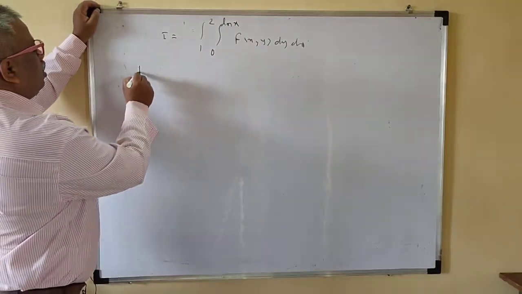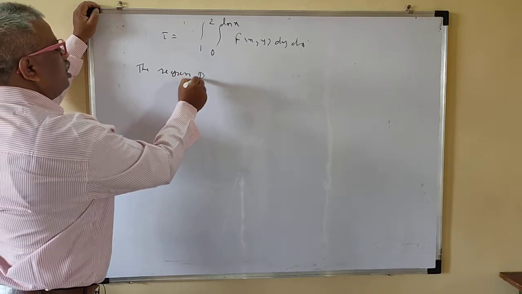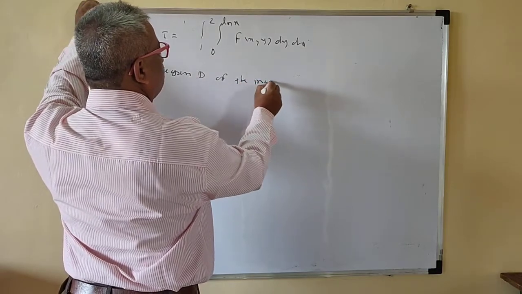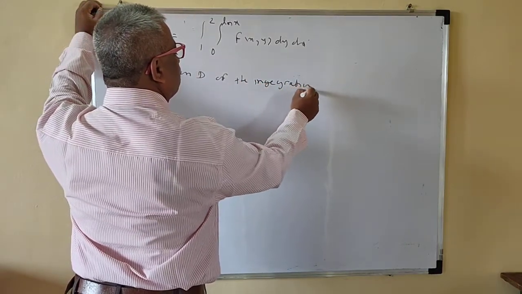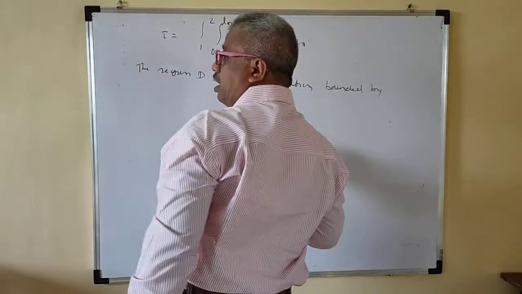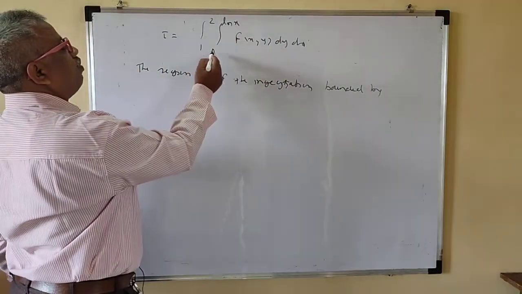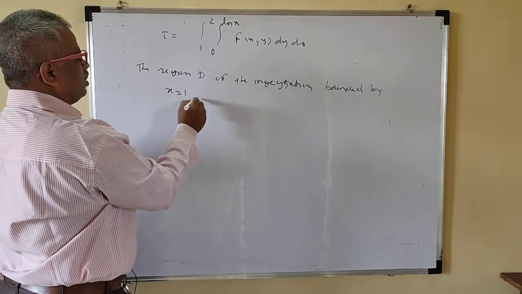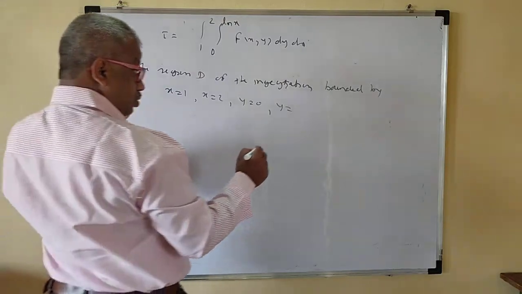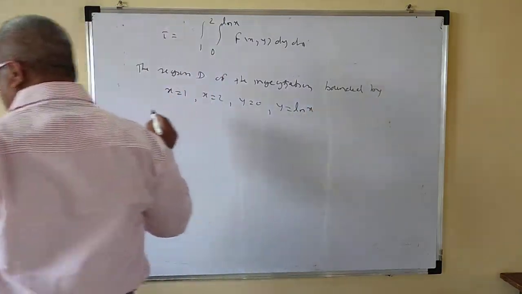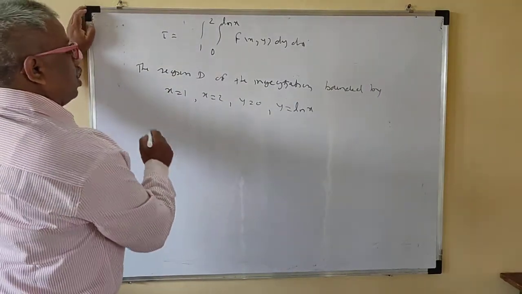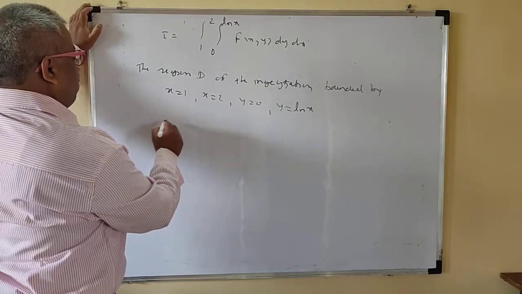Here the region D of the integration is bounded by, so these are the limits of y, and these are the limits of x. X is equal to 1, x is equal to 2, y is equal to 0, y is equal to ln x. Okay, so we draw the graph.